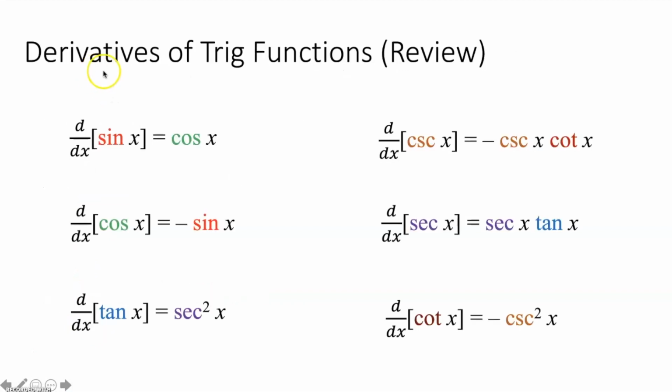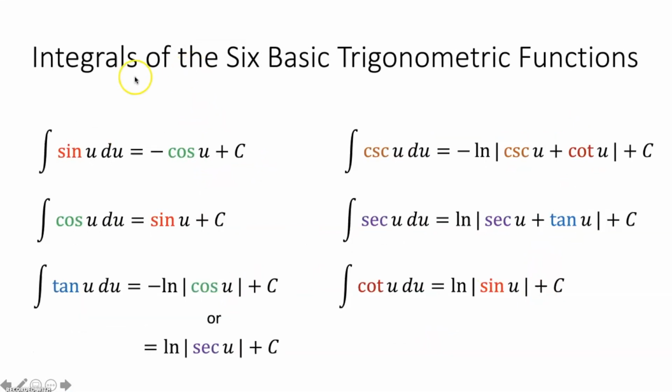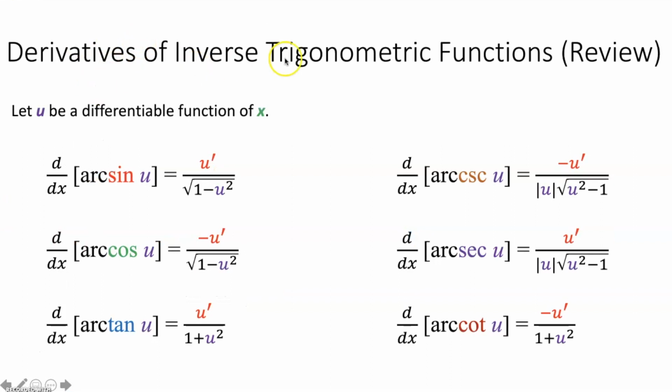We're also going to quickly review the derivatives of the 6 basic trig functions. That would be sine, cosine, tangent, cosecant, secant, cotangent. You need to have each of these derivatives memorized. Same thing with the integrals of the 6 basic trig functions, sine, cosine, tangent, cosecant, secant, and cotangent. Have each of these integrals memorized. Same thing with the derivatives of the inverse trig functions. So arcsine, arccosine, arctangent, arccosecant, arcsecant, and arccotangent. You need to have each of these derivatives memorized. All of these derivatives and integrals will appear on the AP test, and you need to have them memorized.